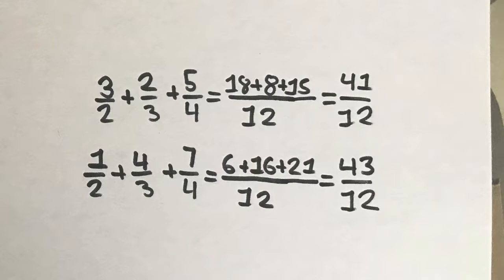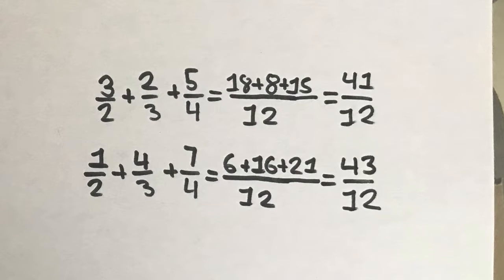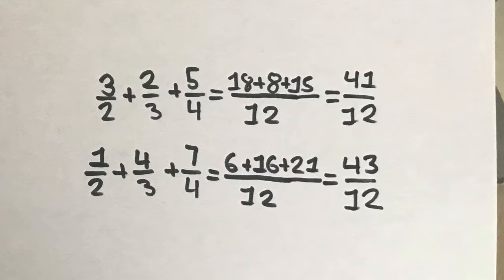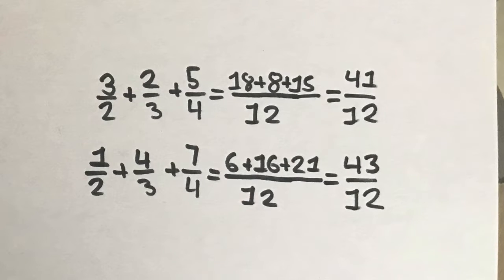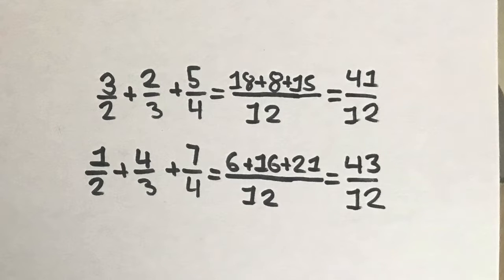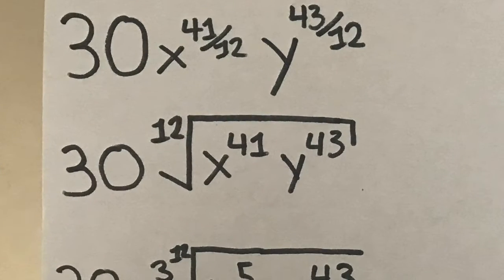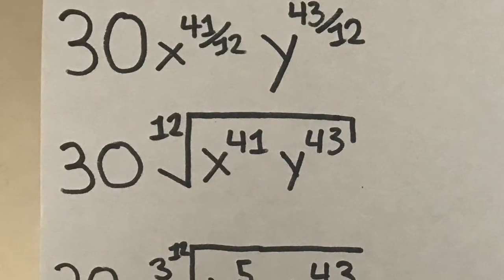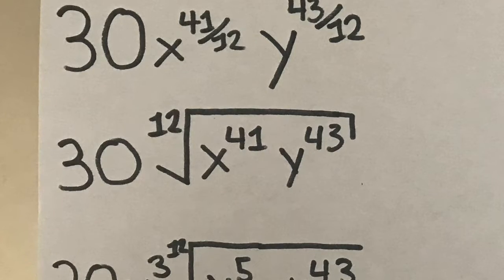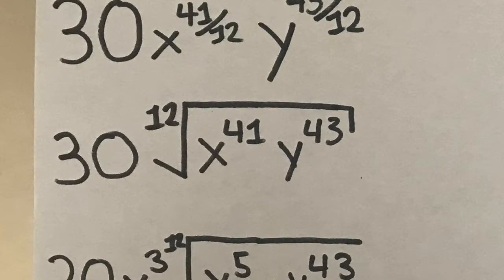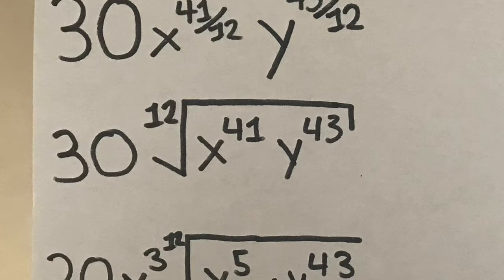Next, we add all the exponents for x, that is 3 halves plus 2 thirds plus 5 fourths, and that is equal to 41 twelfths. And we do the same for y. 1 half plus 4 thirds plus 7 fourths is equal to 43 twelfths. Next, we multiply the coefficients and turn the exponents back inside to the radicals. So we'll get 30 root of 12 x 41 y 43.